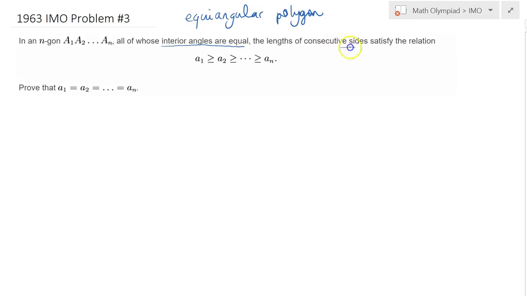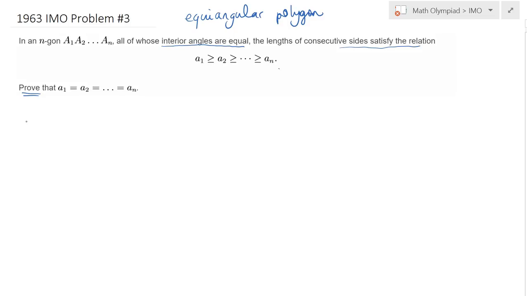The lengths of the consecutive sides satisfy the following inequalities. If that's the case, then we need to prove that in fact all of them must be equal to each other. Okay, let's just make an example. So consider the following example. So what I have in mind is the following.